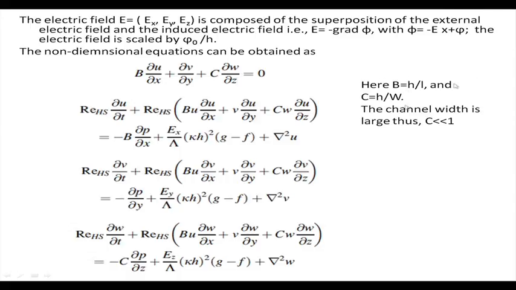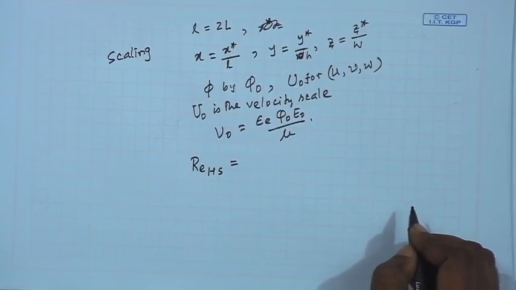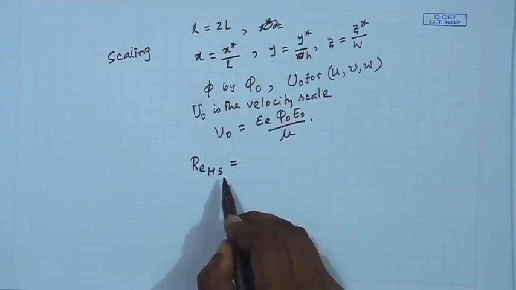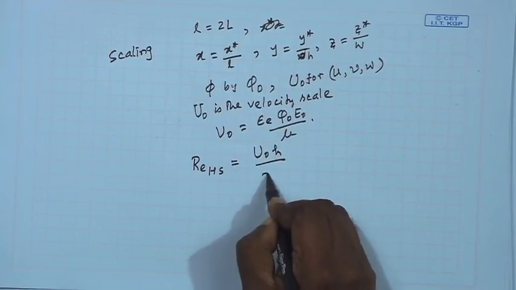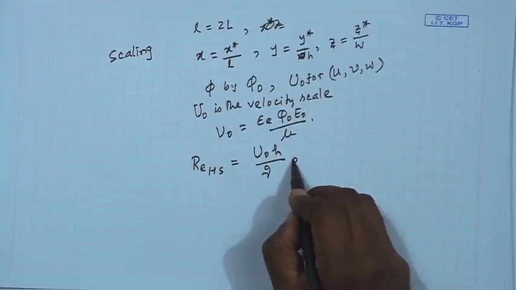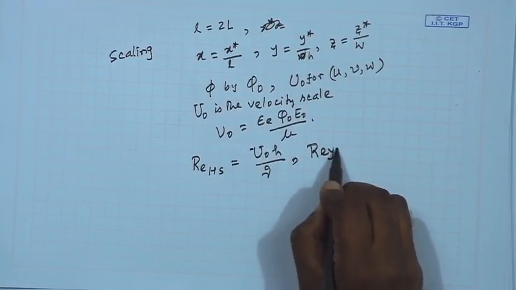we get this set of equations, and here there is another non-dimensional parameter involved, called the Reynolds number. So Re_HS in this case, because this notation is based on the Smoluchowski velocity. This is basically u0 h by nu. The velocity is based on the Smoluchowski velocity, so that's why this is the Reynolds number.